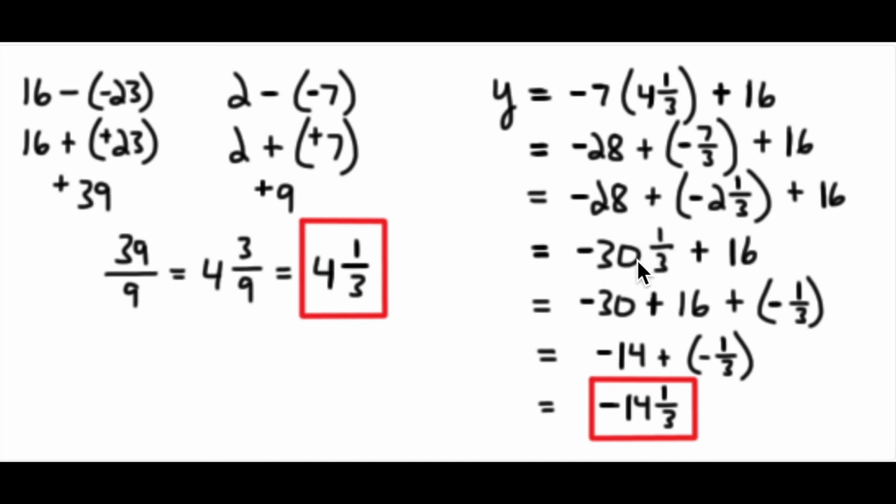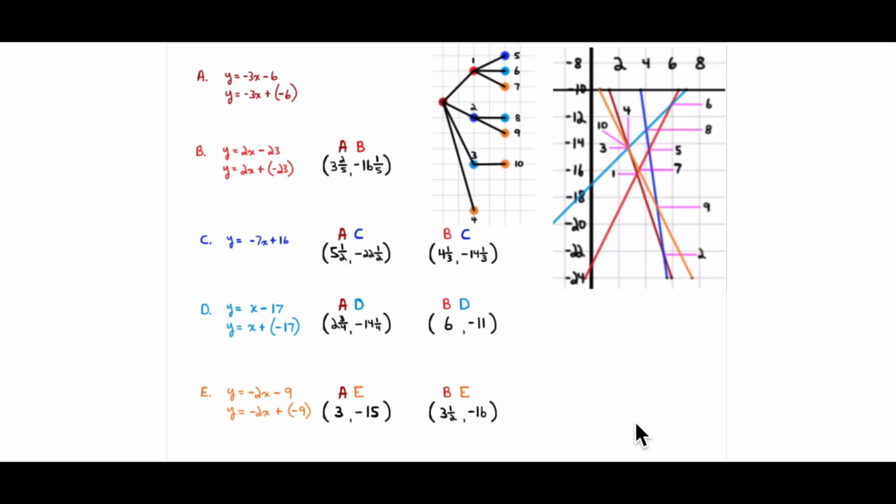So I'm going to split out this negative 1/3. I'm going to put it over here for a moment because it's easier for me to add negative 30 plus 16. So that is equal to negative 14. Still have this negative 1/3. Add them together. So the y-coordinate is equal to negative 14 1/3. So the solution is 4 1/3 between B and C, 4 1/3 for the x-coordinate, and a negative 14 1/3 for the y-coordinate.